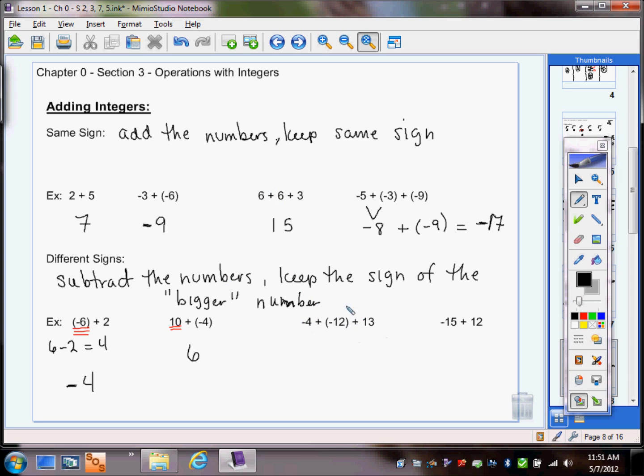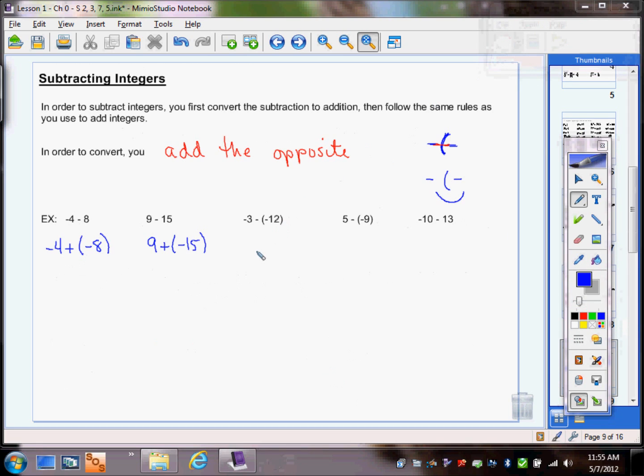If I have a string of 3 numbers like this, I tend to add the negatives together first. So I have a negative plus a negative. Those match, so that's negative 16. And then plus 13. Those don't match. The 16 is bigger, so I'm going to do 16 minus 13, which is 3, and because the 16 was bigger, it's negative. And then negative 15 plus 12, I subtract, and the 15 was bigger, so it's negative. It is positive.